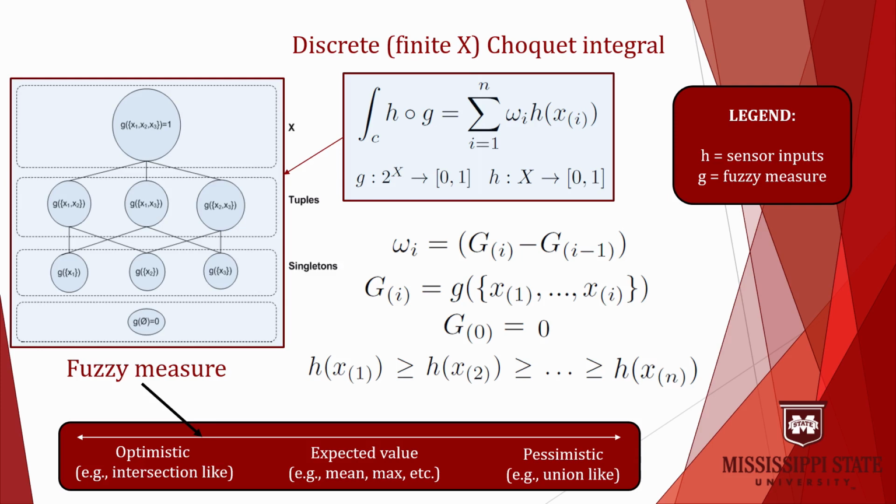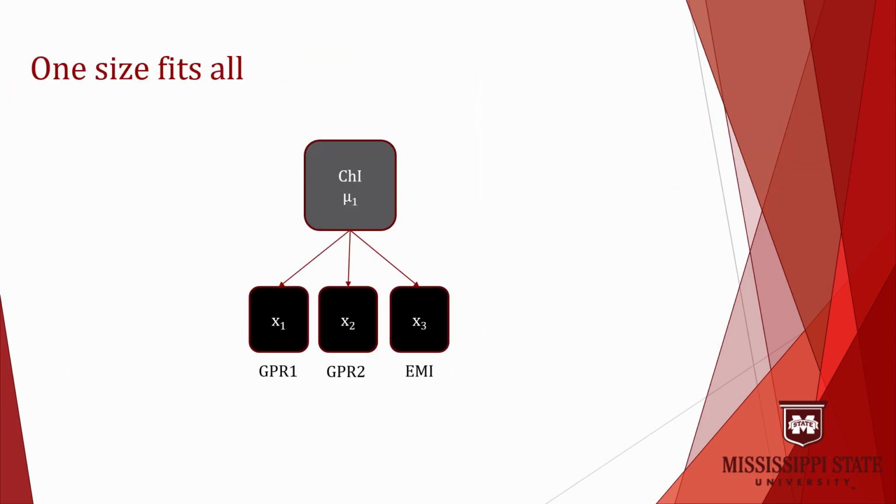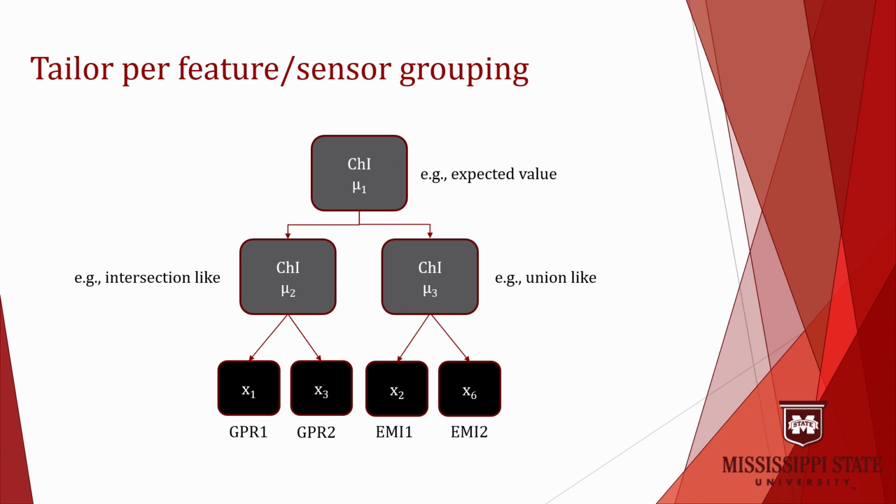So the first kind of aggregation strategy for the Choquet is the one-size-fits-all type fusion philosophy. So we're saying you can take just the max value returned from all of these, and then we're going to get a little more complex later, and we'll say, well, maybe you need different fusion strategies within sensor sets. So maybe our 2 GPR sensors need an intersection-like aggregation, and our 2 EMI sensors need a union-like one, and then we can take the expected value.